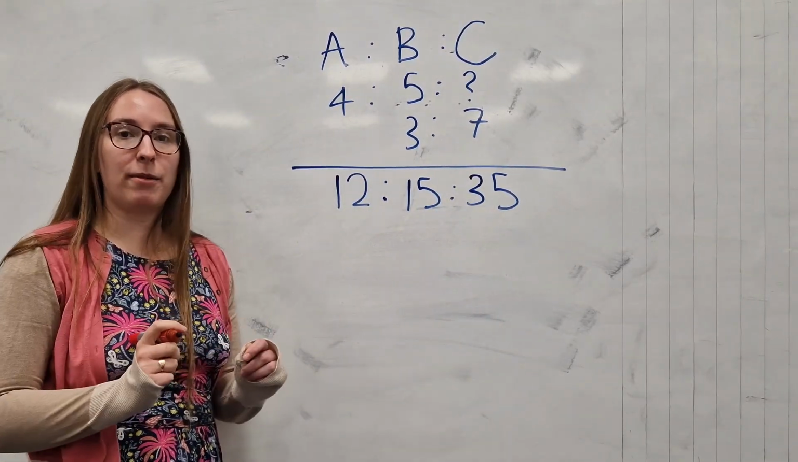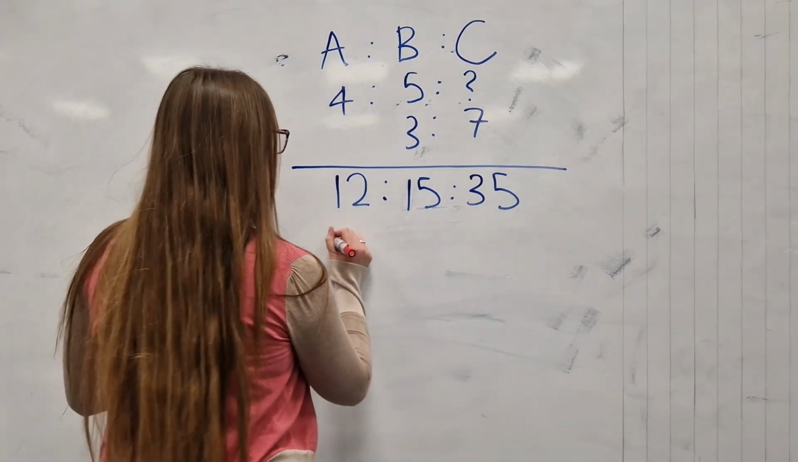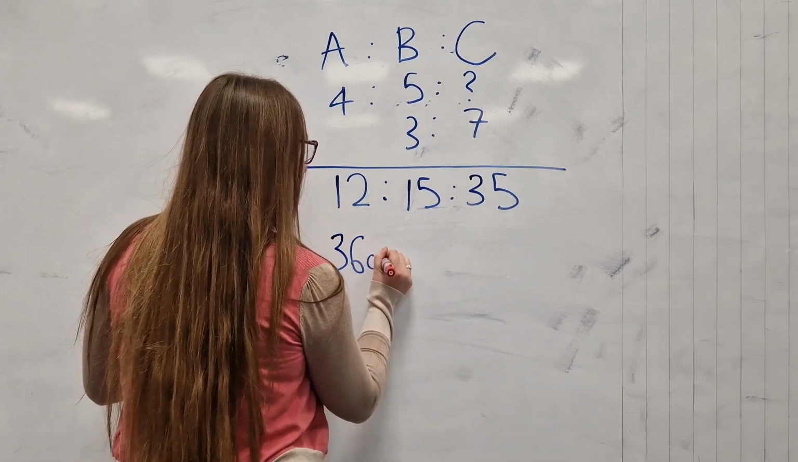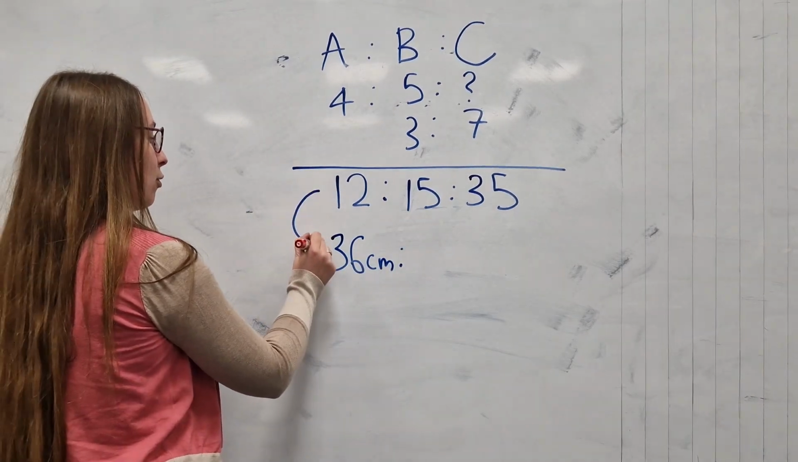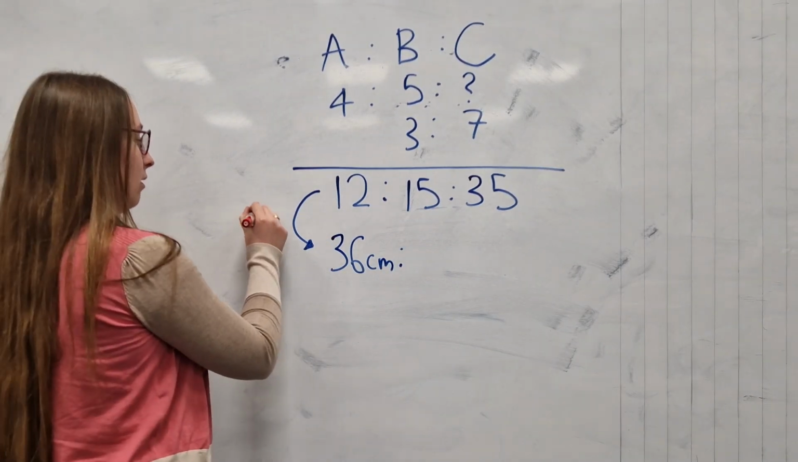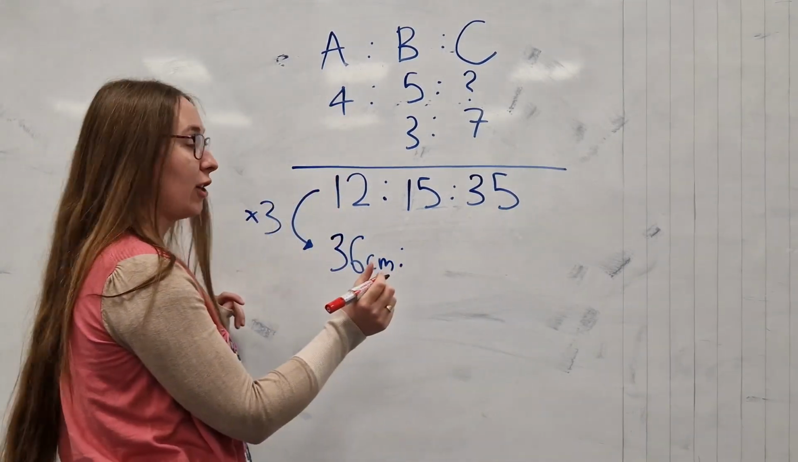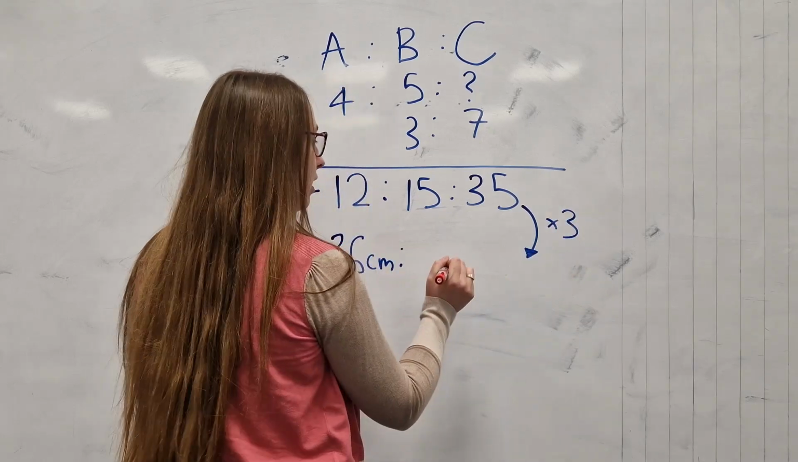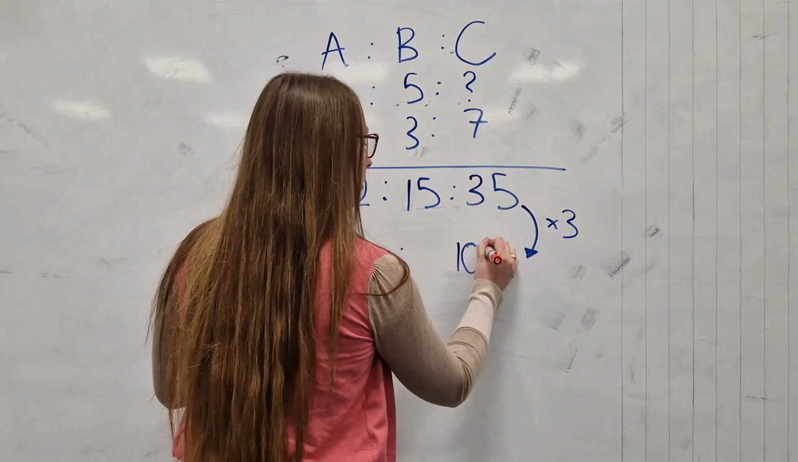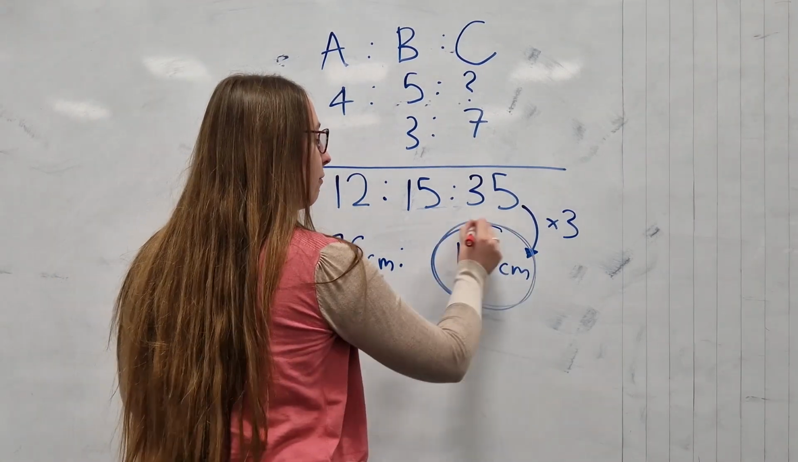So now what we have to do is, we are given that the height of shape A is 36 centimetres. So we think, how did we get from 12 to 36? We multiply by 3. So then all we have to do to find the height of shape C is also multiply by 3, which is 105. So our final answer is 105 centimetres.